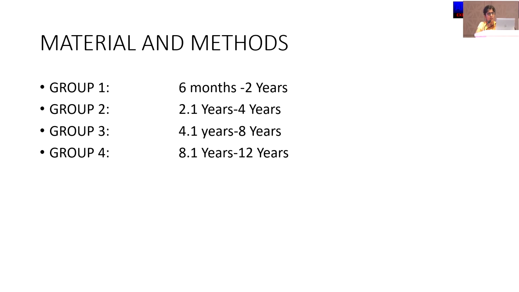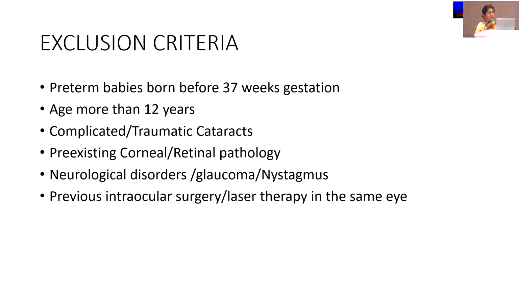So we divided the patients into 4 groups according to age: 6 months to 2 years, 2 to 4 years, 4 to 8 years, and 8 to 12 years. The children excluded were preterm babies born before 37 weeks of gestation, age more than 12 years, complicated or traumatic cataracts, pre-existing corneal or retinal pathology, neurological disorders, glaucoma, nystagmus, or any previous intraocular surgery or laser therapy in the same eye.